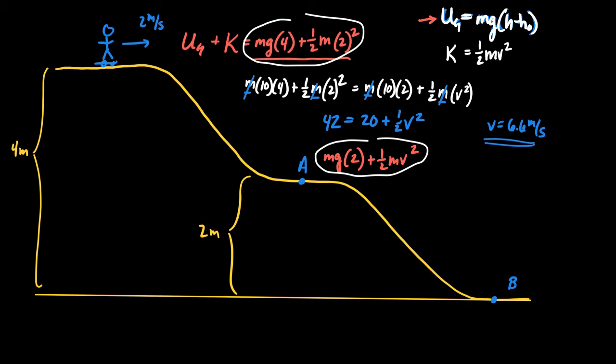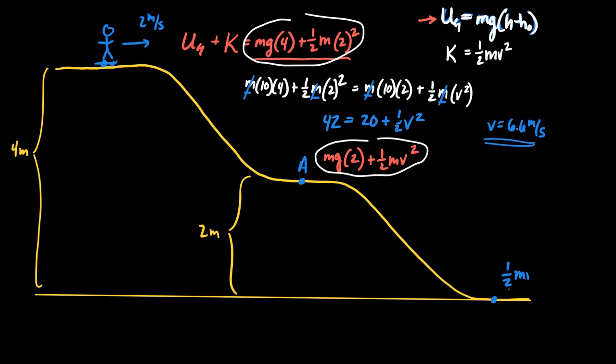I could repeat this for part B. Part B wants the velocity at the bottom. Is there any gravitational potential energy at the bottom? How do I know? That's right. So at the very bottom, there's no gravitational potential. At the very bottom, there's only kinetic.